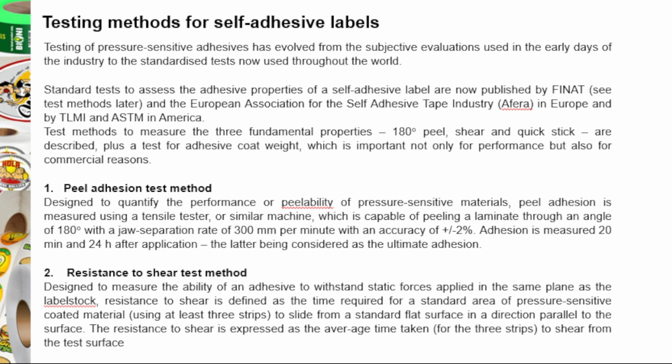Number two, resistance to shear test method, designed to measure the ability of an adhesive to withstand static forces applied in the same plane as the label stock. Resistance to shear is defined as the time required for a standard area of pressure-sensitive coated material, using at least 3 strips, to slide from a standard flat surface in a direction parallel to the surface. The resistance to shear is expressed as the average time taken for the three strips to shear from the test surface.